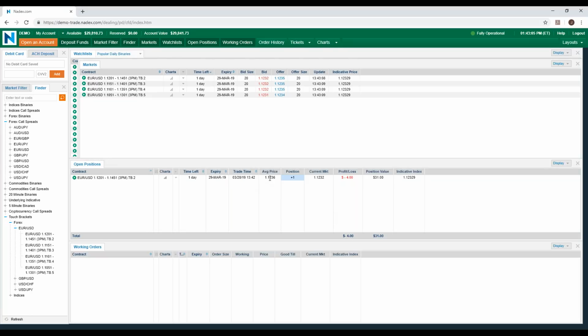So I bought at 12.36. If the market comes down to 12.01, because this is called a touch bracket, if it touches the floor at 12.01, then the trade is closed out and I'd be down 35 pips. If it goes all the way up to the ceiling of 14.51 and touches 14.51, then the trade would be closed out and I would have profited from 12.36 all the way up to 14.51. So that's why they're called a touch bracket.